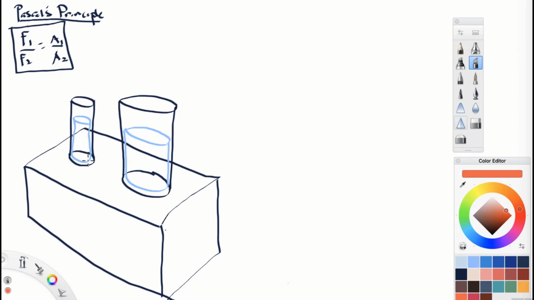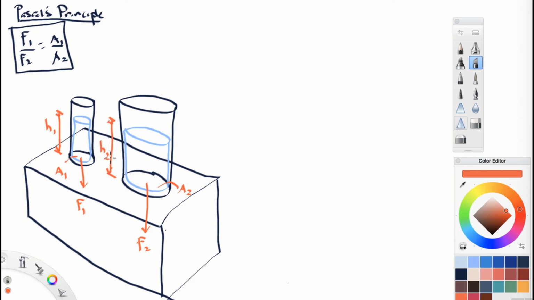And this fluid right here has some weight, and so it is pushing down on the fluid inside of the chamber with some force F1. And this fluid here has some weight and it's pushing down on the fluid inside the chamber with a force F2. Let's suppose that this area here is area 1 and this area here is area 2. And the question is, how high is the fluid on this side? We'll call this height H1, compared to the height of the fluid on this side, which is H2.